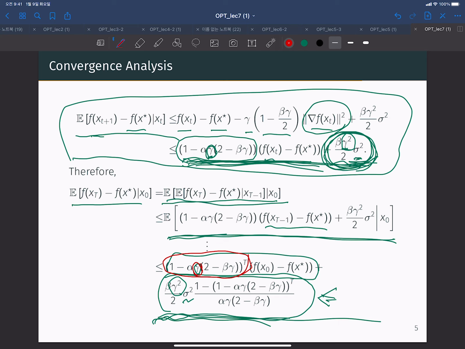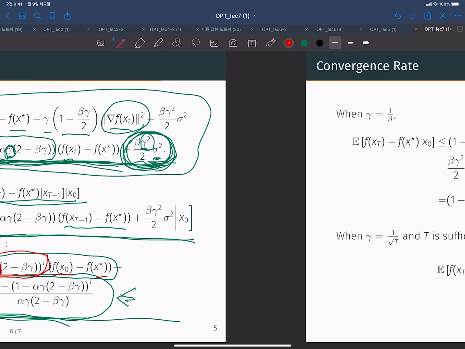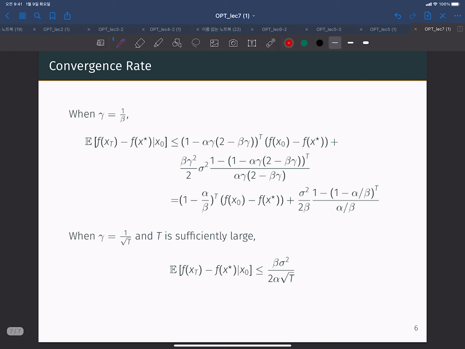Okay, but the problem is this term also increases as you decrease gamma. When gamma is too small, then this value is too close to 1, which means you cannot decrease f(x_0) minus f(x*) with a capital T number of iterations. So you have to control the gamma value very well. So let's consider two cases. Before, without stochastic, we set gamma equal to 1 over beta. Like in that case, let's set gamma equal to 1 over beta.